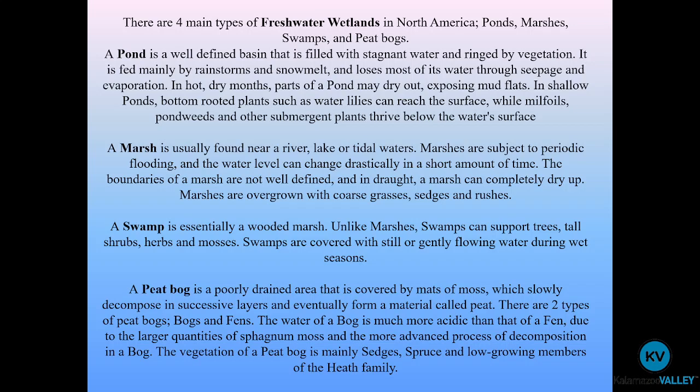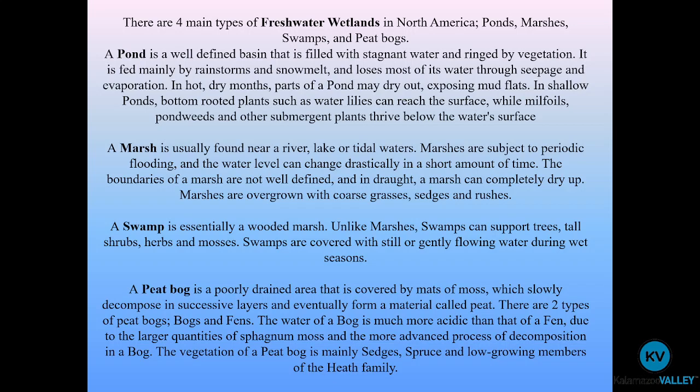saturated point. And a swamp is almost the same thing as a marsh, except it's wooded. You have more trees, shrubs, herbs, mosses. It can support more plant life, and it can support more terrestrial plant life.